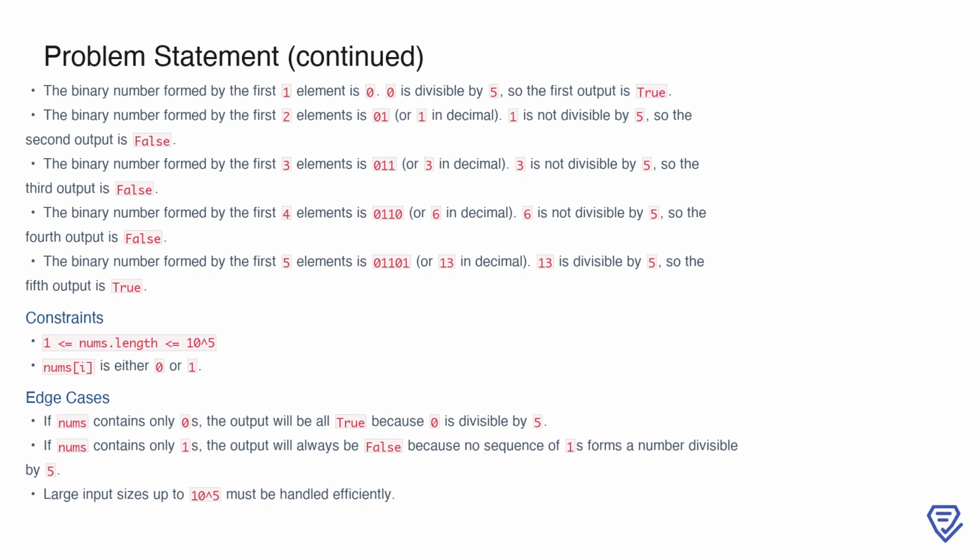The binary number formed by the first four elements is 0110, or 6 in decimal, which is not divisible by 5, so the fourth output is false. Finally, the binary number formed by the first five elements is 01101, or 13 in decimal, which is divisible by 5, so the fifth output is true.